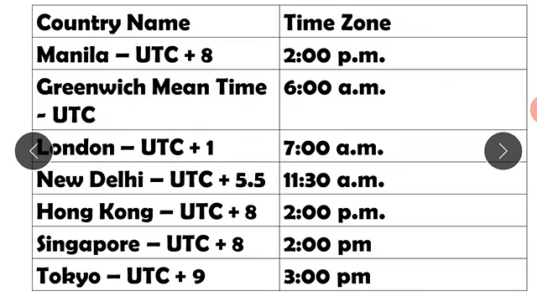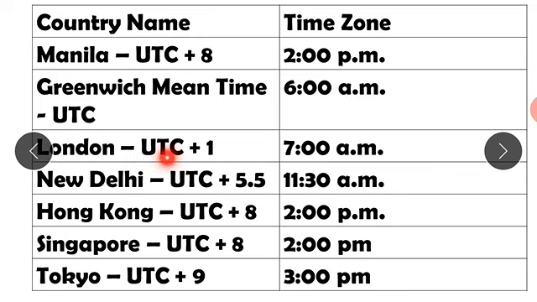If we go back 8 hours from 2 p.m., then the time in Greenwich Mean Time would be 6 a.m. So you will base your answer now for London, New Delhi, Hong Kong, Singapore, and Tokyo on the Greenwich Mean Time of 6 a.m. How did I get 6 a.m.? From 2 p.m., you just go back 8 hours. Move back 8 hours. So, you get 6 a.m.